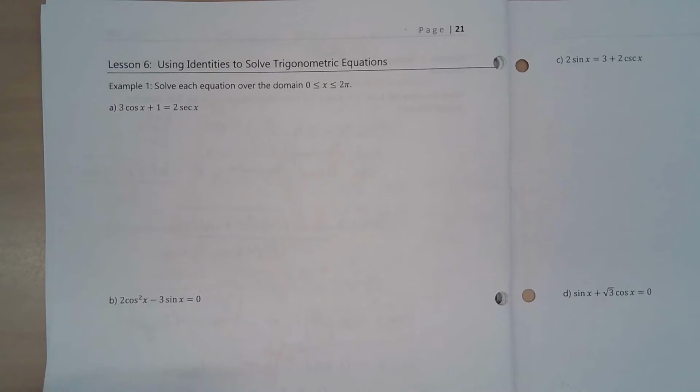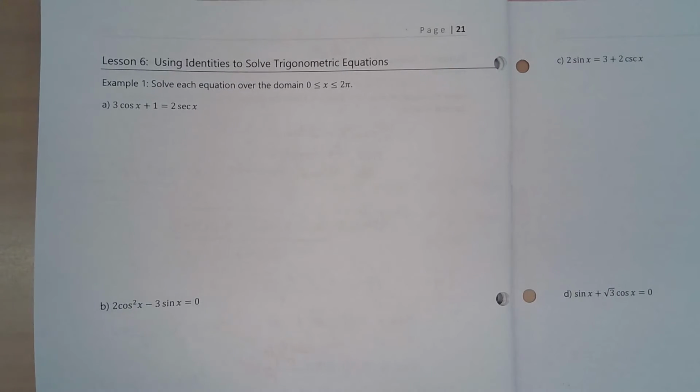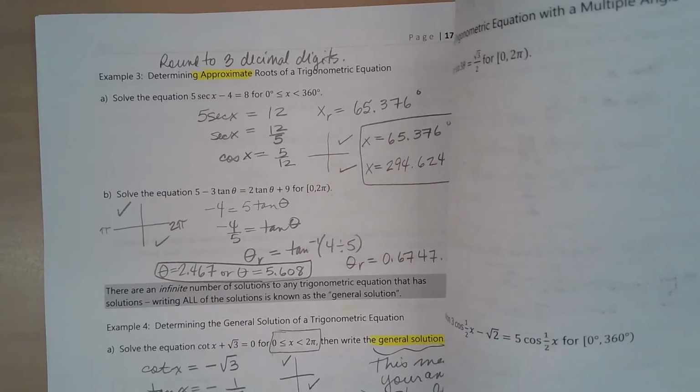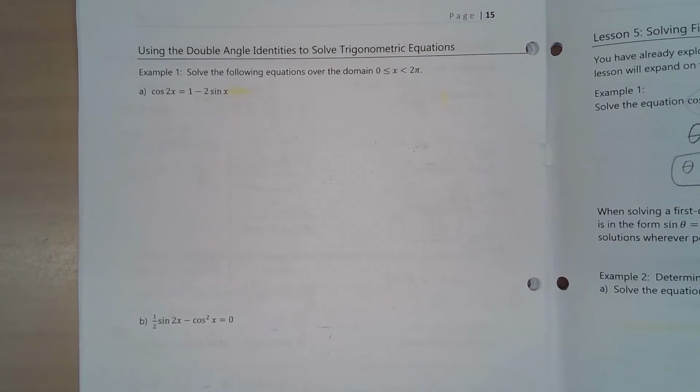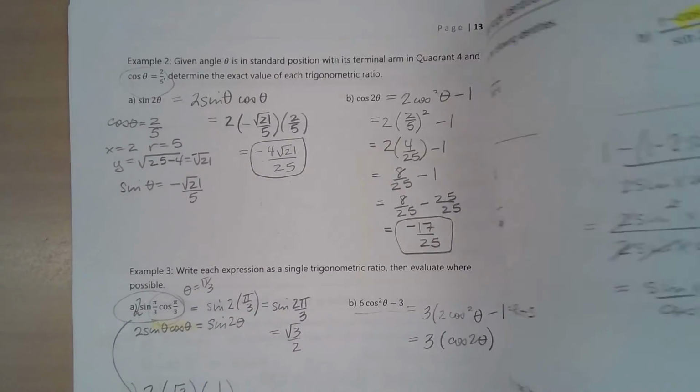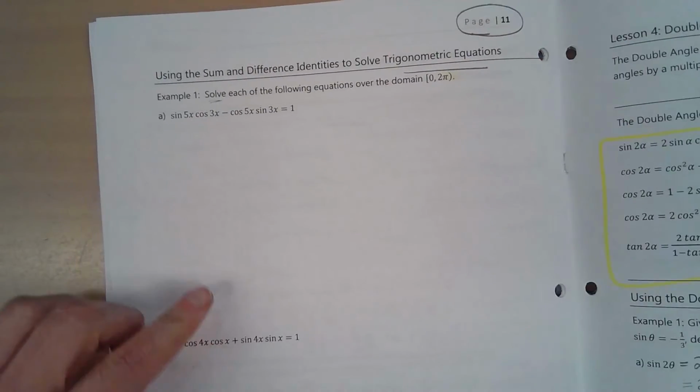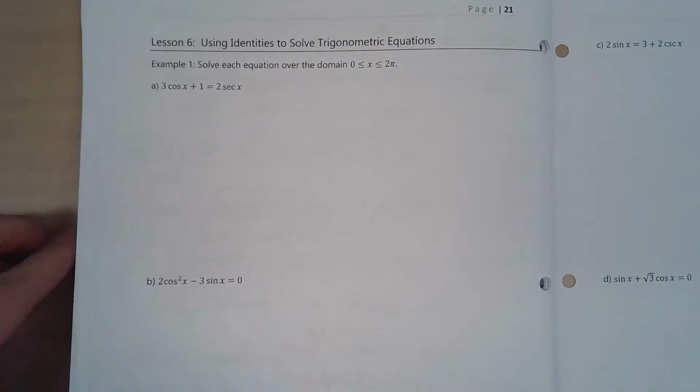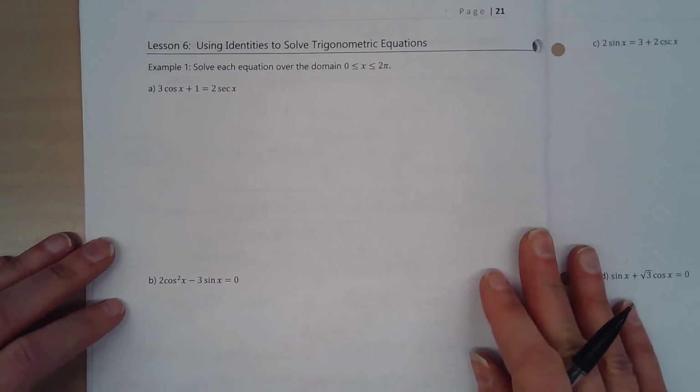Trig equations. Remember I did blow by those couple of pages. There's 3 pages we have to come back to: using the double angle identities, which were kind of misplaced, and then using the sum and difference identities. So that's the area I'm on right now.